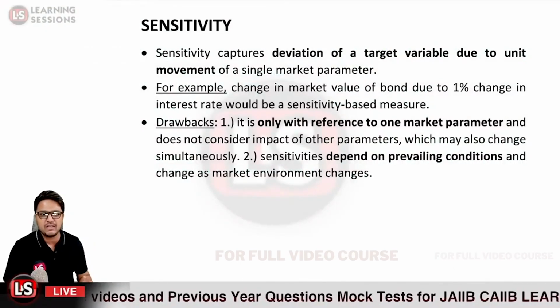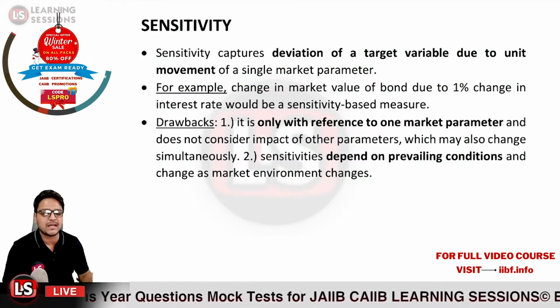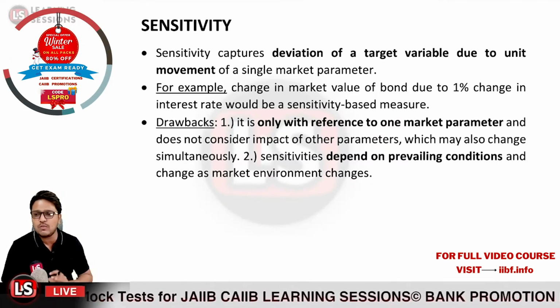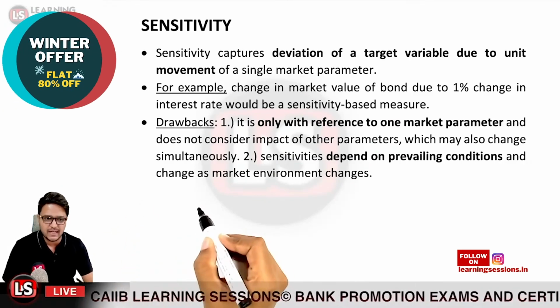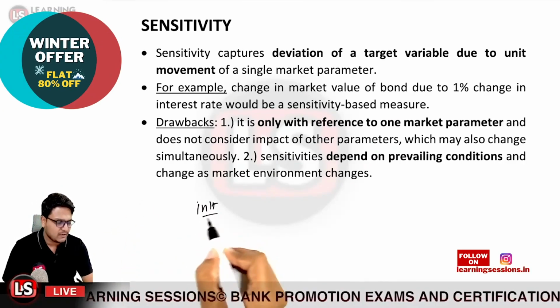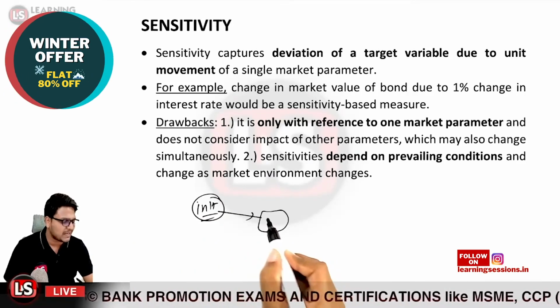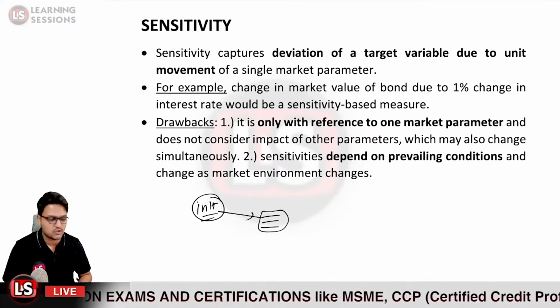We have covered sensitivity so far. So sensitivity is related to what? It is related to the deviation of a target variable due to the movement of a single parameter. So if I change the interest rate, what would be the impact of the change of the interest rate on the prices of the bond? That would be related to the sensitivity. So that we have covered so far.